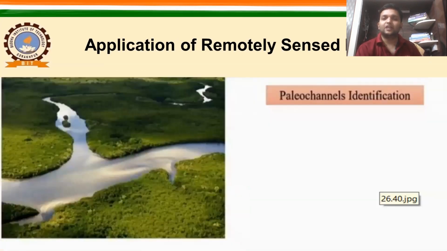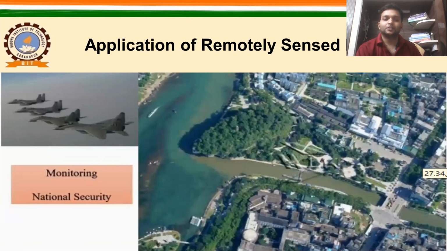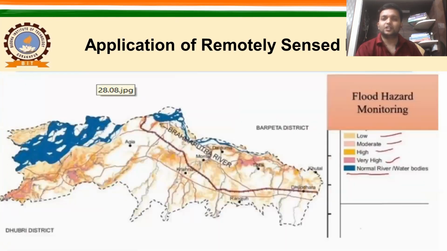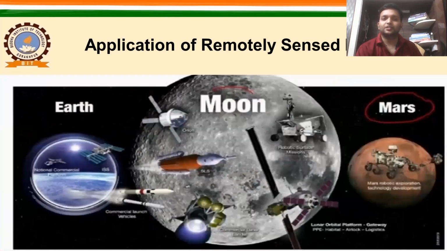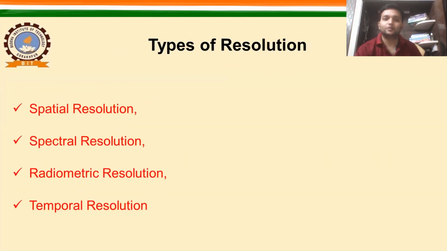selection studies, helpful in channel identification, environmental studies, natural hazard monitoring, monitoring national security, agriculture, flood hazard map monitoring, river morphology, and planetary exploration. Then we have seen the strengths of satellite remote sensing images, that is large aerial coverage, temporal images, sensor sensitivity to wavelength regions, access to inaccessible areas, and earth and planetary exploration.